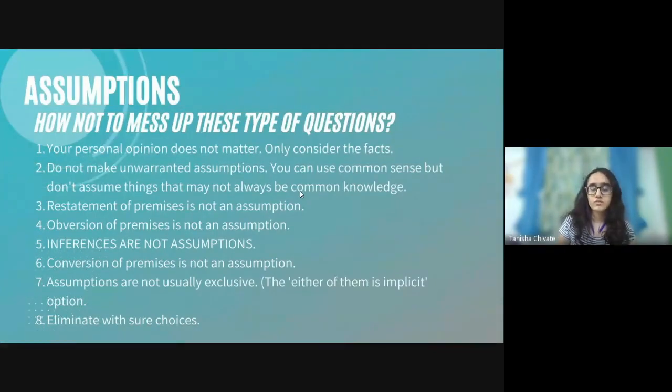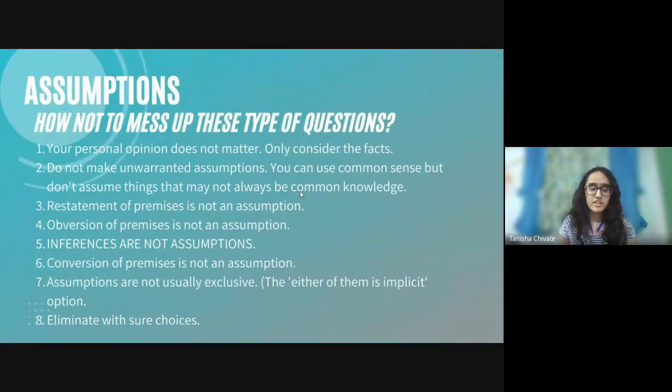Seventh, assumptions are not usually mutually exclusive. A lot of you have asked me, what about those options where either of them is implicit? In most cases, the assumptions given will not be mutually exclusive, so you can ignore that option. It doesn't happen in all questions. Certain questions may be tricky enough, but most of the time it doesn't happen.